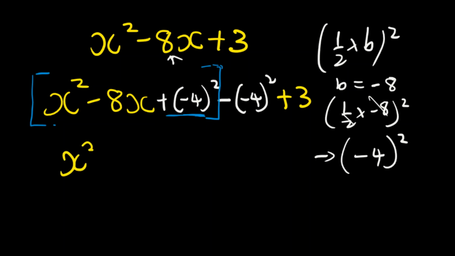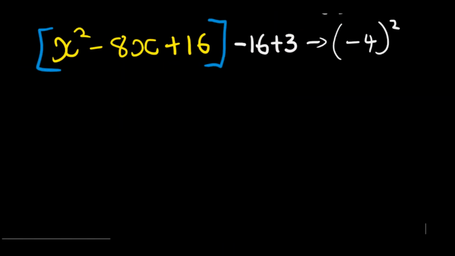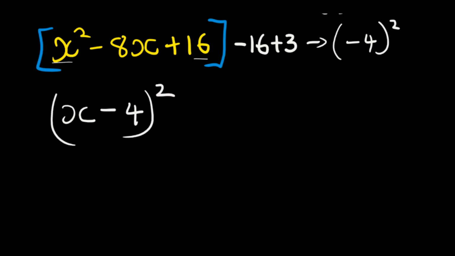So now let me first write everything properly. You're going to have x squared minus 8x, and then minus 4 all squared is going to give you plus 16, and I maintain my brackets there. And then from here, you're going to have minus 16 plus 3. So from here, you're going to factorize what's inside the brackets. How do you factorize it? The factor of x squared is x. The factor of 16 such that they give you the middle term is 4. You look at the sign of the middle term, it's negative. So you're going to say negative 4, and then all squared like this.